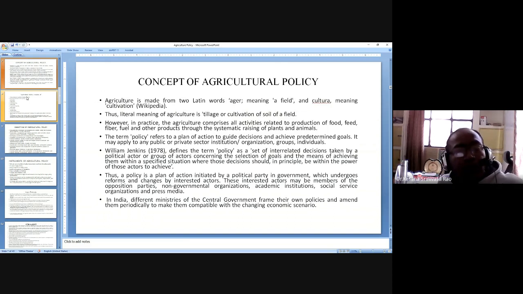As you know, these include the opposition parties, non-governmental organizations, academic institutions, and social service organizations. Apart from that, these are all being mobilized by the bureaucrats also. So the bureaucrats as well as the politicians are the major players who can participate, formulate the agriculture policy, and implement it in each and every state and each and every place, through these two segments, the bureaucracy and the political parties.